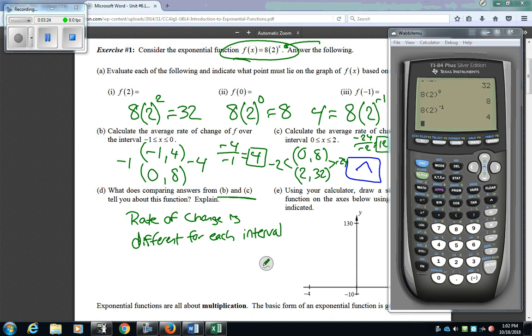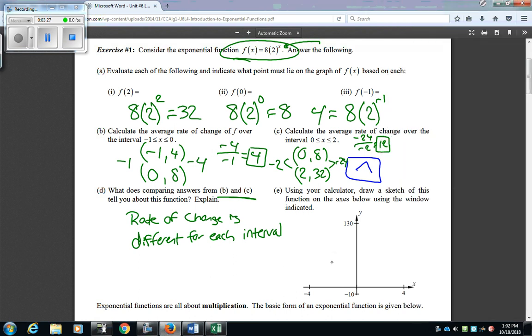Now, we have some of the points. We're just going to do a little sketch. If you look at some of the points, we had negative 1, 4, 0, 8, and 2, 32. Again, these are all estimates, so we could take those few points that we had. You don't need to put all the points because it's not a grid. But what you can see is that this stays above the x-axis, and then it rises quicker and quicker. So what you have is repeated multiplication in an exponential function.